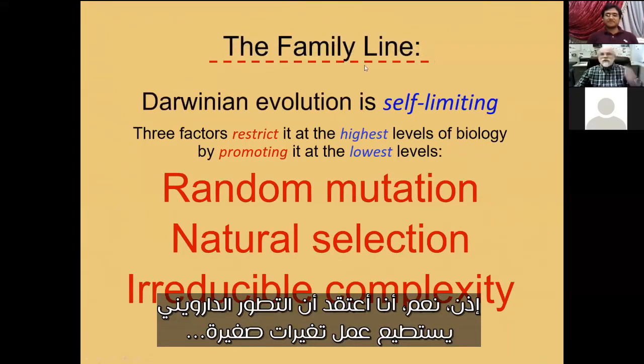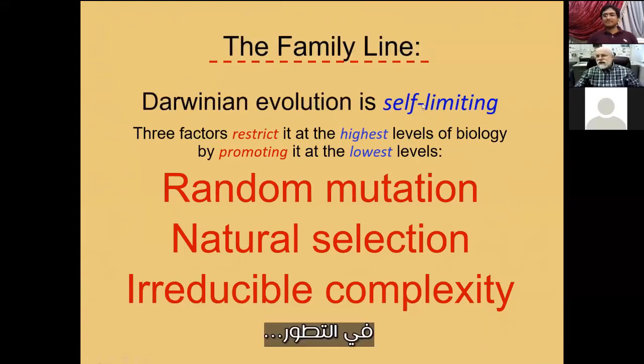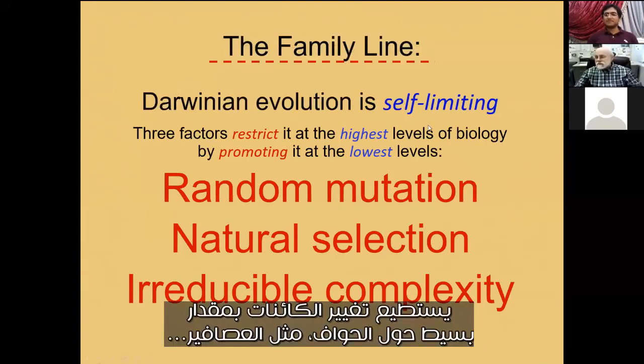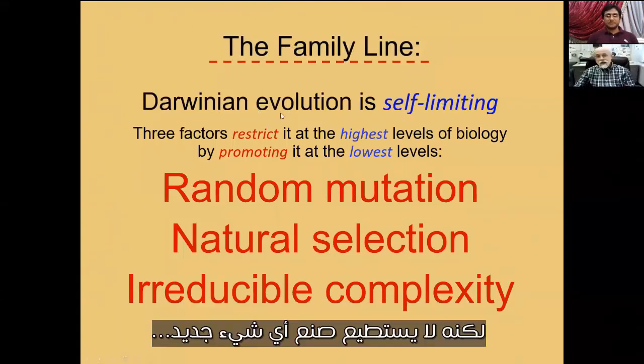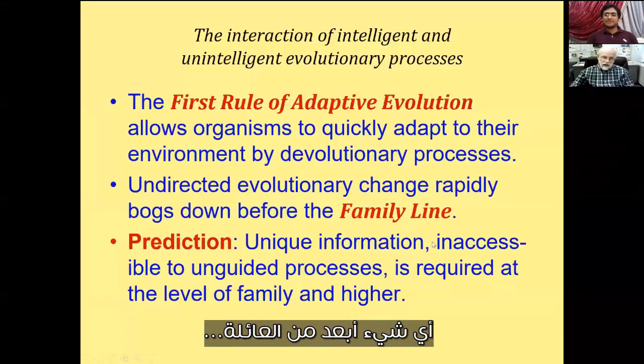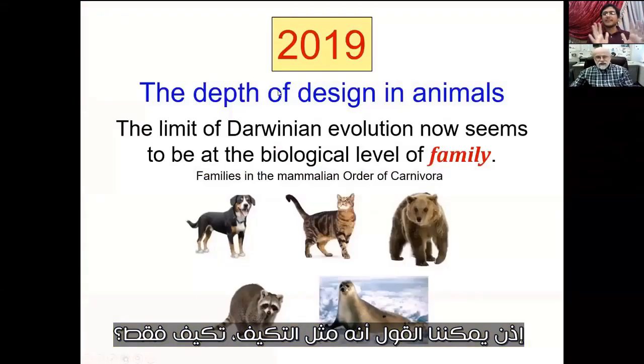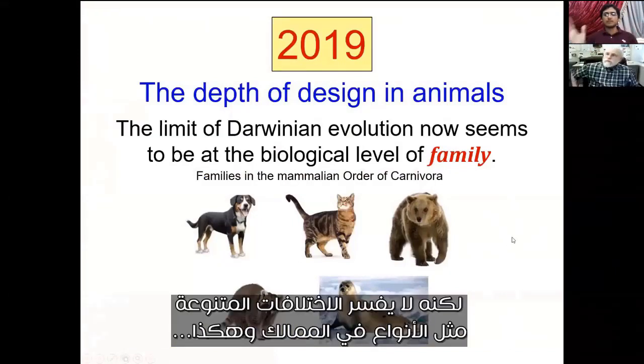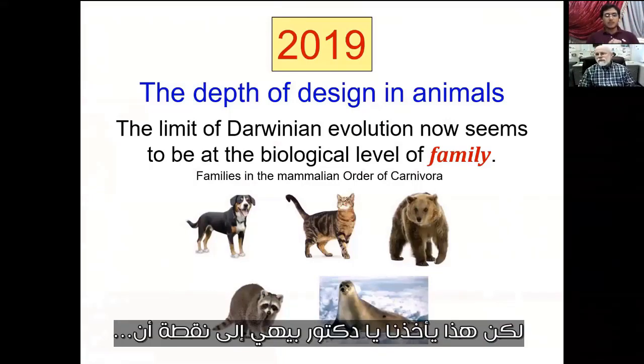So I think that Darwinian evolution can do small changes, can change creatures a little bit around the edges, like the finches, but it can't make anything new, anything beyond the family. So we can say it's just adaptation, but it doesn't explain the variety of different types and kingdoms and so on.